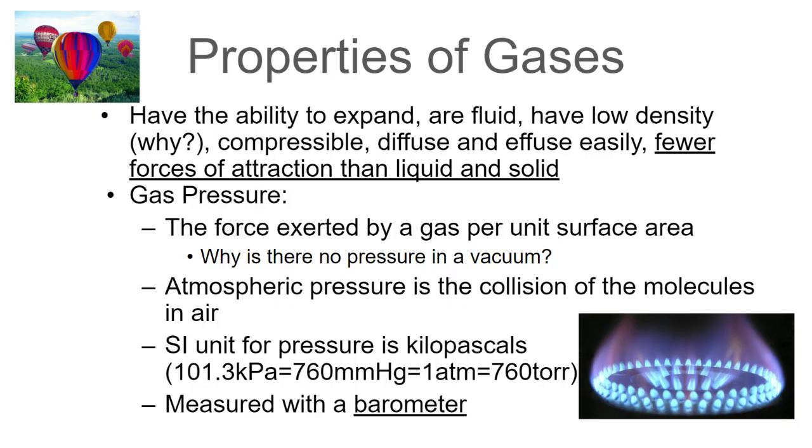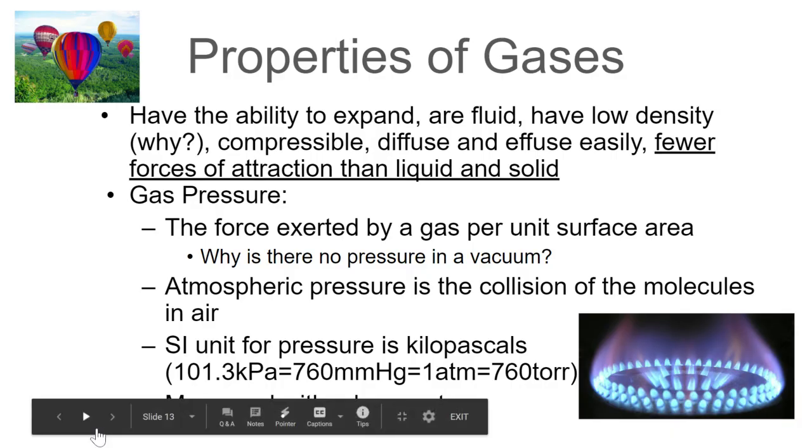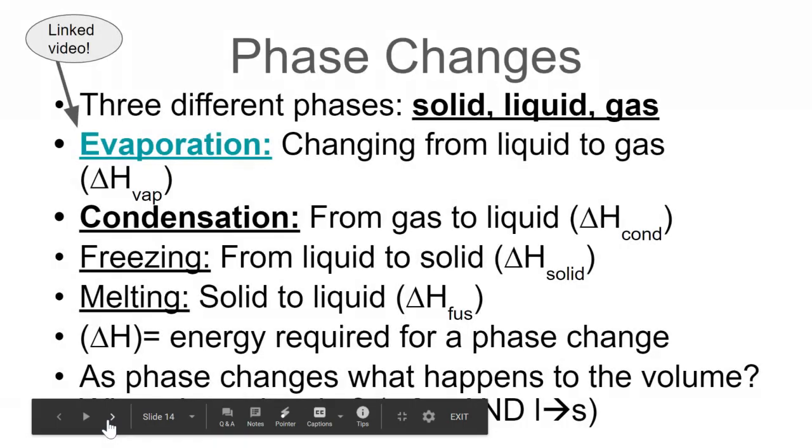Atmospheric pressure is the collision of the molecules in the air around us. And we measure pressure in kilopascals, mmHg, which is millimeters of mercury, ATM, which is atmosphere, or torr. So our SI unit for pressure is kilopascals. But if we're at sea level, we're at 1 ATM. 1 ATM is the equivalent of 101.3 kilopascals and 760 millimeters of mercury. And you measure this pressure with a barometer. We're going to spend more time discussing pressure next week when we reconvene.